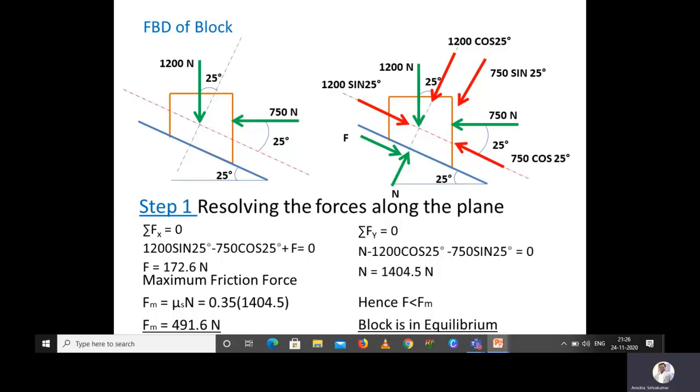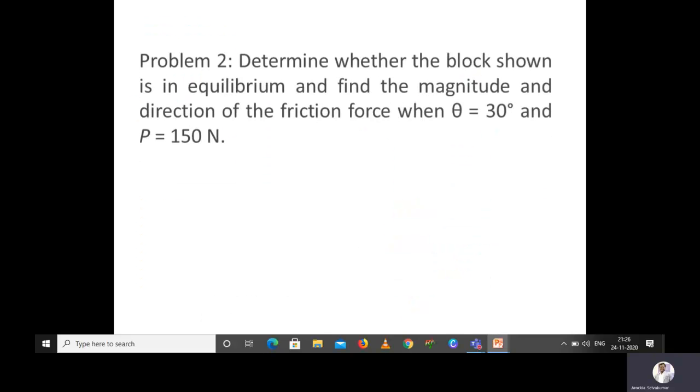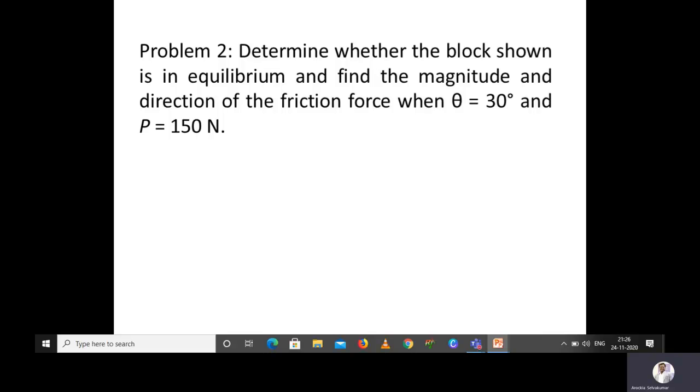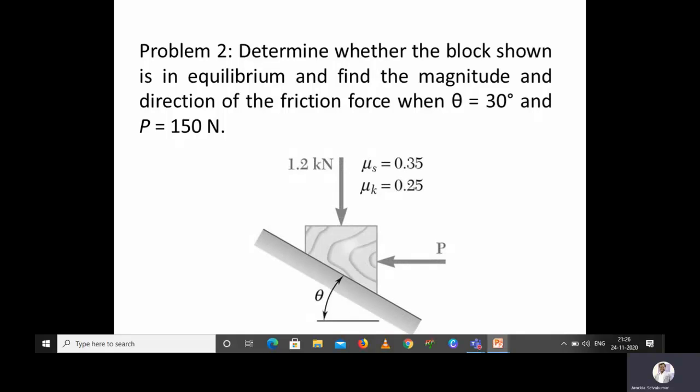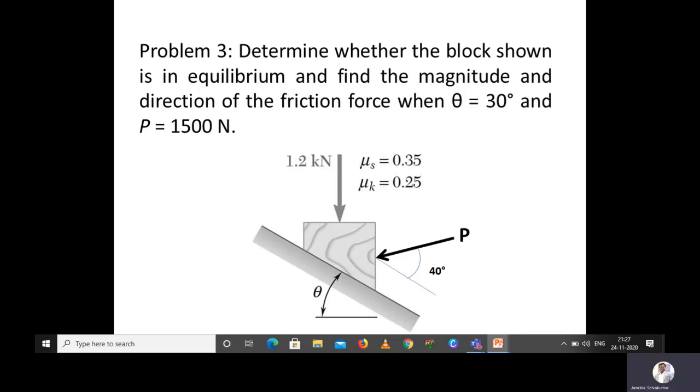So this is the way we calculate whether the block is in equilibrium or not in an inclined plane condition. Next, these problems are for your homework. Determine whether the block shown is in equilibrium and find the magnitude and direction of the friction force when theta is equal to 30 degrees and P is equal to 150 Newton. The next one is: determine whether the block shown is in equilibrium and find the magnitude and direction of the friction force when theta is equal to 30 degrees and P is equal to 1500 Newton. Post your answer in the comment box.